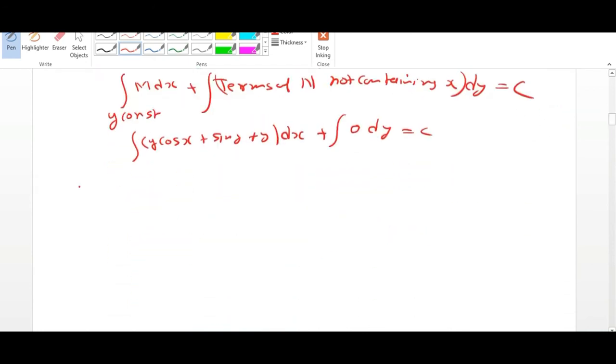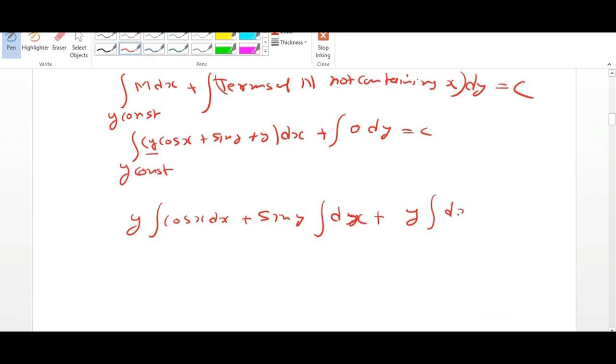So here I have to write treating y as constant. So we have to just integrate it treating y as constant. If y is constant, we can write it as y integral of cos x dx. Again sin y is constant, sin y integral dx. Again y is constant into dx equal to some constant c. तो cos x का इंटीग्रेशन क्या होता है? Anybody? What is the integration of cos x?